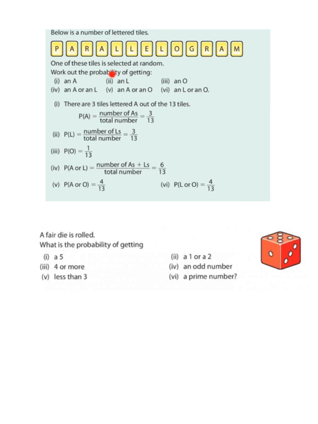We must work out the probability of getting these 6 parts. The first one is the probability of getting an A. Remember, probability is the number of favourable outcomes, or the number of outcomes of interest, which in this case is A, all over the total number of outcomes. They didn't tell us how many outcomes we have, so we can calculate it by counting the number of tiles. We have 1, 2, 3, 4, 5, 6, 7, 8, 9, 10, 11, 12, 13. So we have 13 tiles, and therefore 13 outcomes.